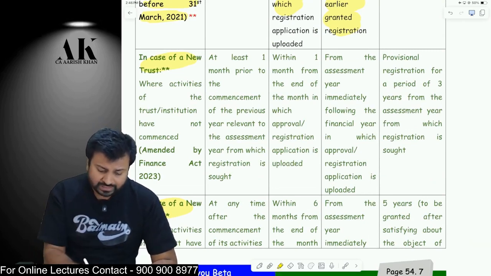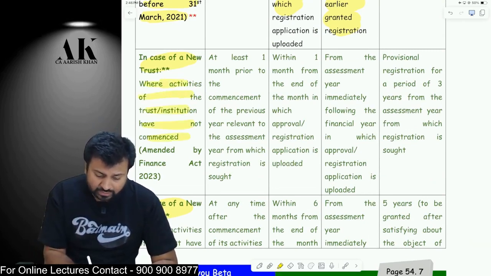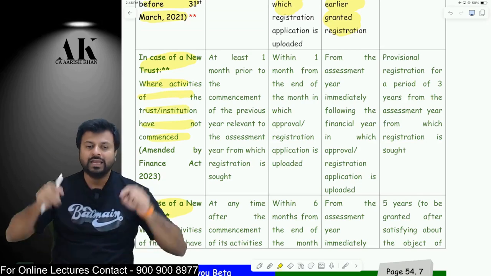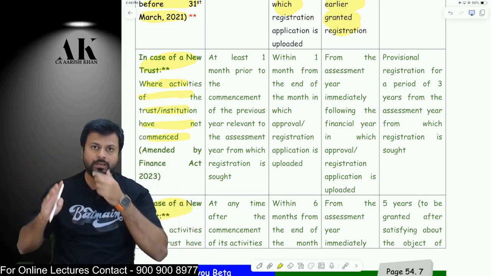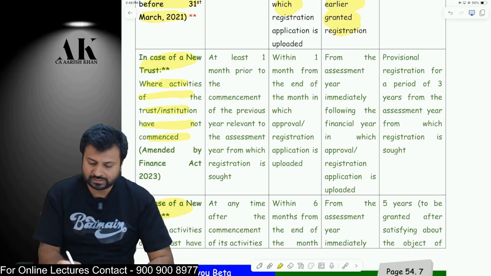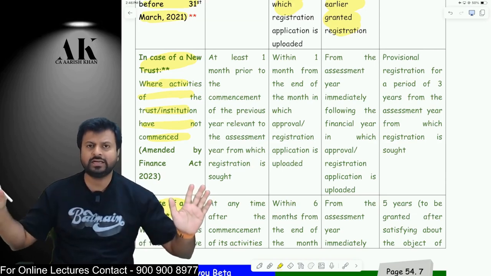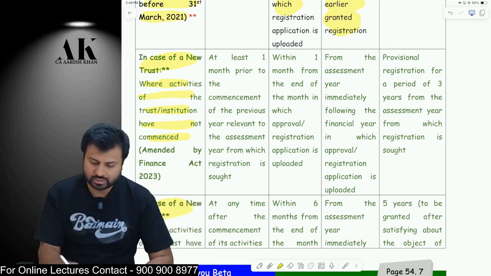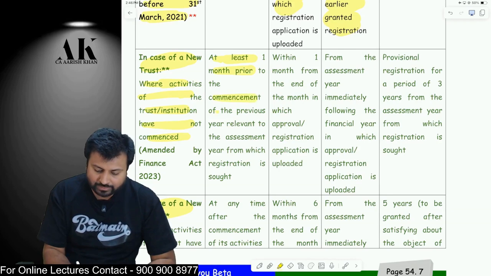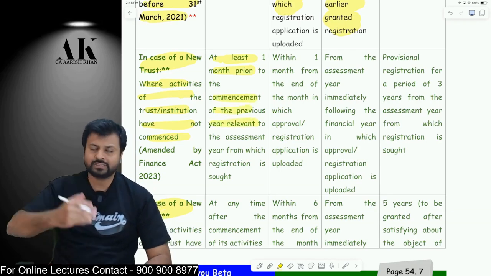The first new trust is where the activities of the trust have not commenced. So this is a new trust and the activities are also commencing right now only. So it is coming for the registration for the first time. For example, I am an absolutely new trust. I have not started any charitable activity and I am coming for the registration. So I should come at least 1 month prior to the commencement of the previous year in which I seek the registration.